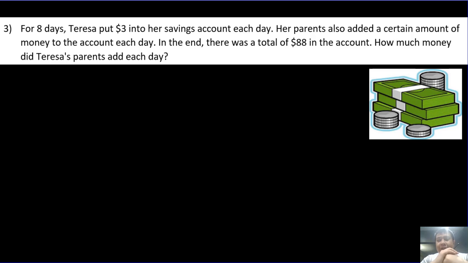Question number 3 says, for 8 days, Teresa put $3 in her savings account each day. Her parents also added a certain amount of money to the account each day. In the end, there was a total of $88 in the account. How much money did Teresa's parents add each day? Go ahead and try this one out on your own.